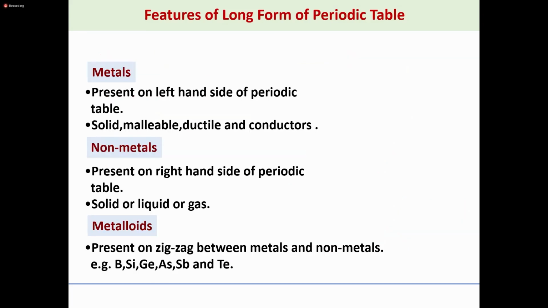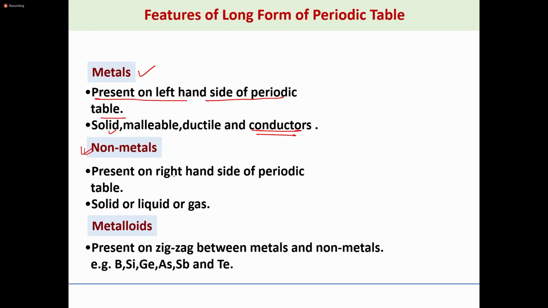Then some features you can see. We already know that the modern periodic table consists of metals, non-metals, and the metalloids. So again, here we will know that on the left hand side of the periodic table, these all are the metals. These are solid, these are metallic, these are the conductors. What I already told, that these are the conductors.